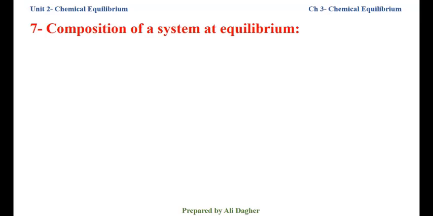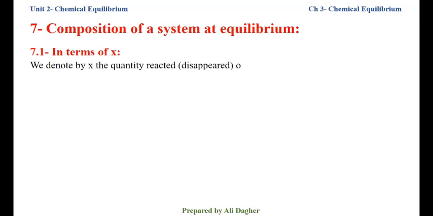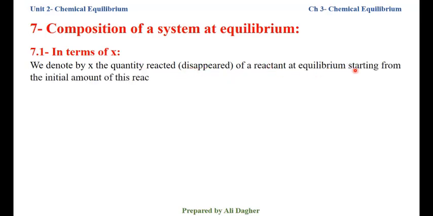Composition of a system at equilibrium, 7.1, in terms of X. What is meant by X? We denote by X the quantity reacted, that means disappeared, of a reactant at equilibrium starting from the initial amount of this reactant.